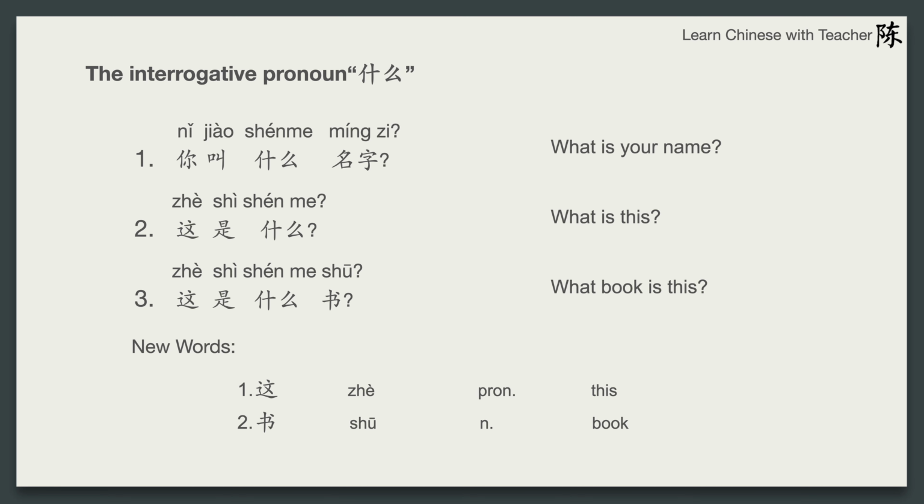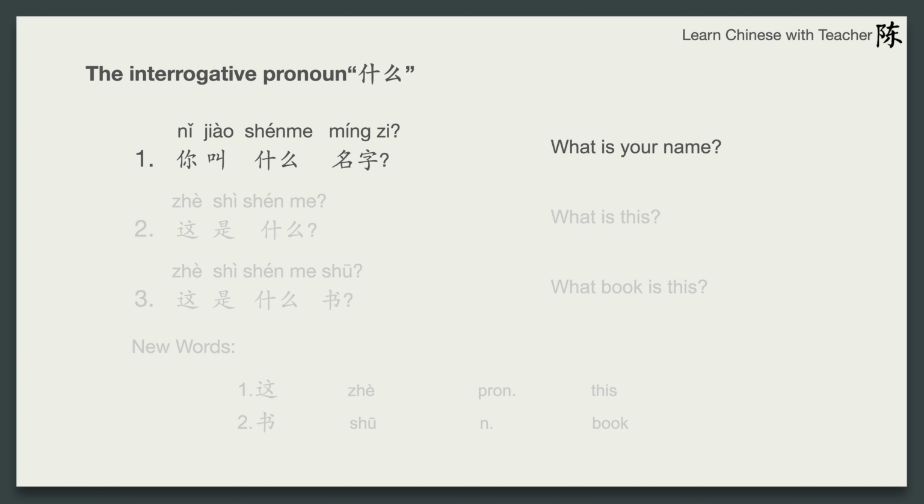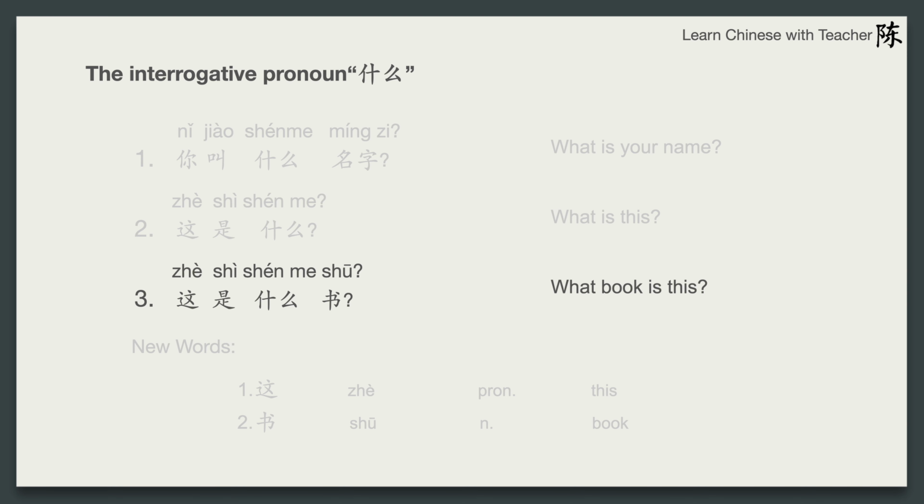Now, let's learn how to ask a question with what, 什么, in Chinese. Let's first read these sentences. 你叫什么名字？这是什么？这是什么书？ We have two new words in this part. The first one, 这, is a pronoun, means this. 书 is a noun, means book.